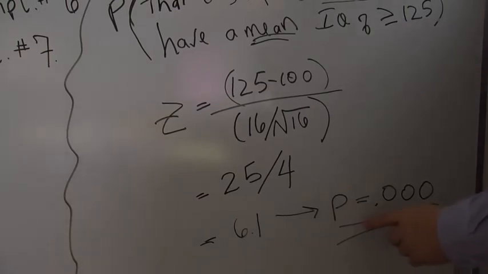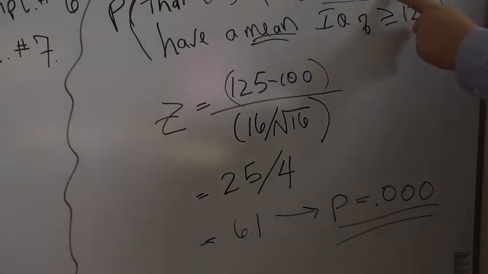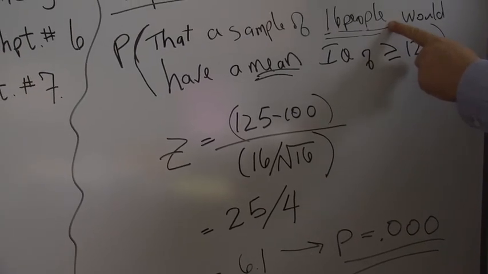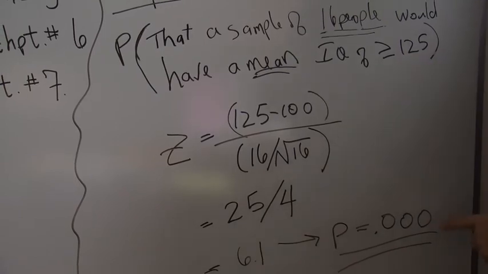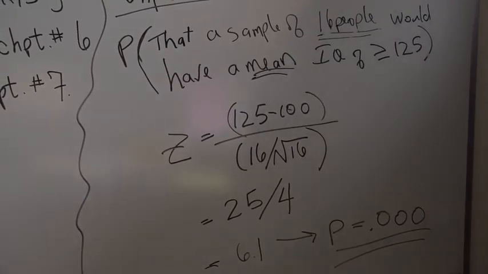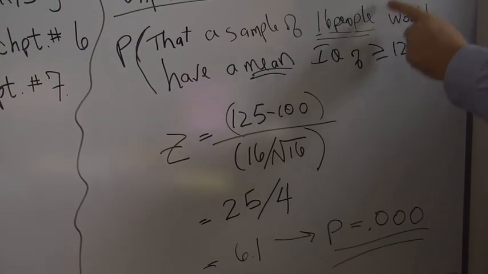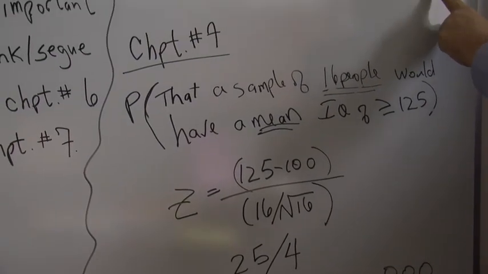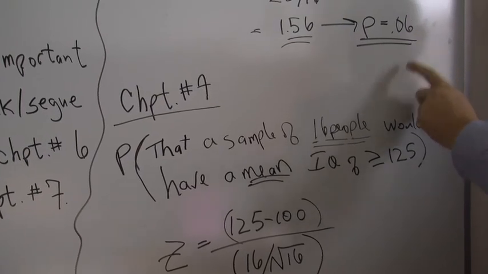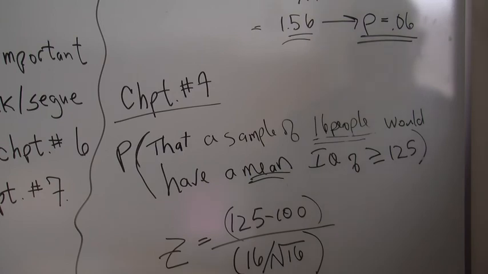So if indeed the population mean for IQ is 100, and if indeed the population standard deviation is 16, the odds of taking a random sample of 16 people and their average IQ being at least 125 is so remote that the p-value equals 0.000. In other words, it's virtually non-existent to happen with a sample of 16 people. Now, for one person in our sample of 16, there's a 6% likelihood, or a 0.06 probability, that one person would have an IQ of greater than 125.